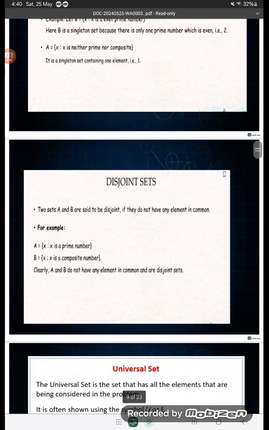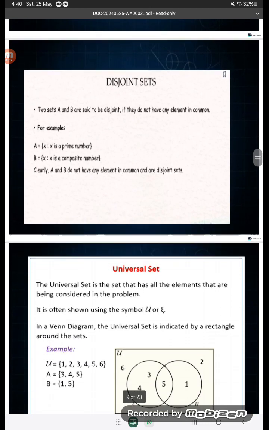Disjoint sets. Two sets A and B are said to be disjoint sets if they do not have any element in common. For example, set A is 1, 2, 3 and set B is 4, 5, 6. There is no element in common, which is called disjoint sets.